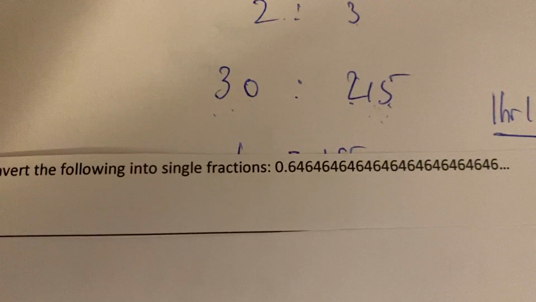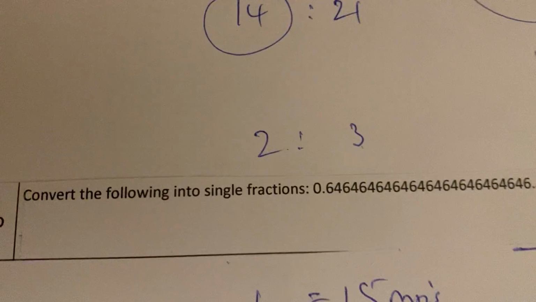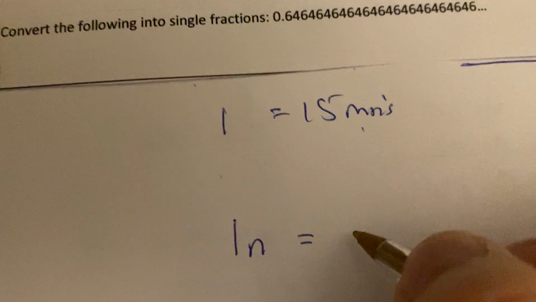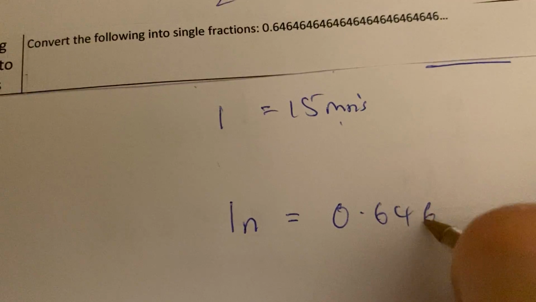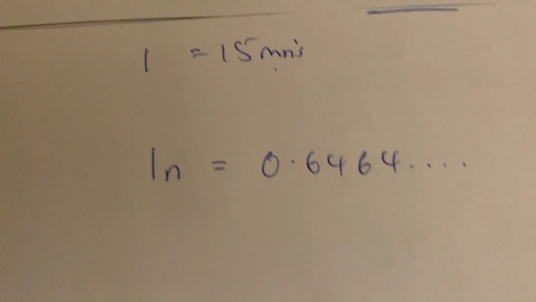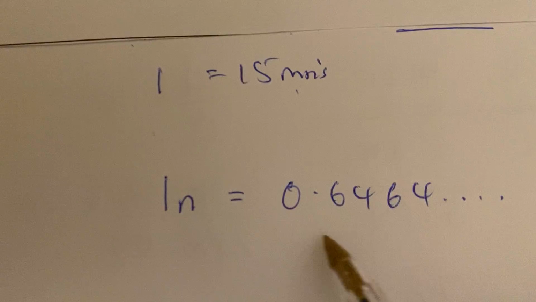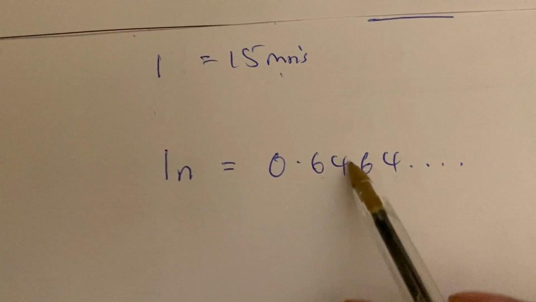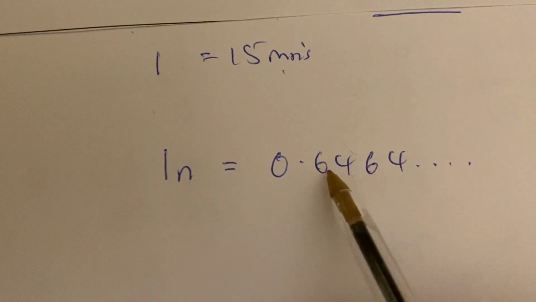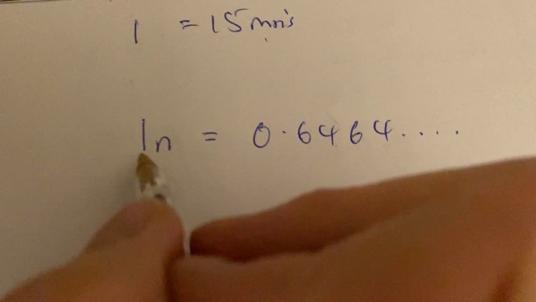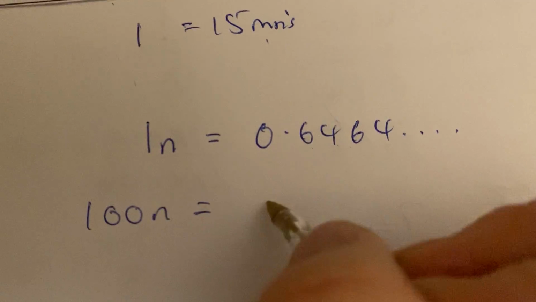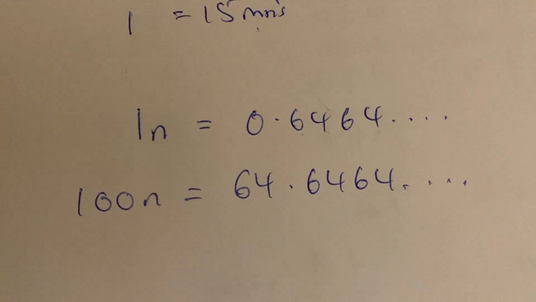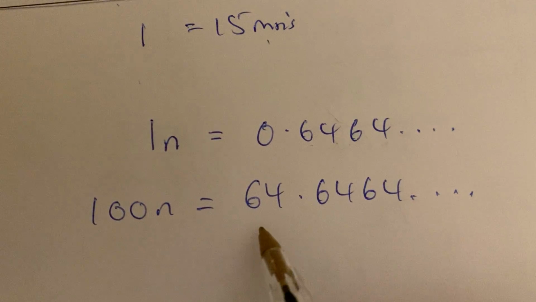So convert the following into a single fraction. Right, this is interesting. Okay, so we know that 1 term of this is 0.6464... It's always going on. Now, in order to do this, I need to take 1 cycle out, and I can see there are 2 digits before it starts cycling again. So I need to take those 2 out. By doing that, if I times all of this by 100, I then have 100n, and that would equal 64.6464... Do you get me? I've taken 1 whole cycle out.